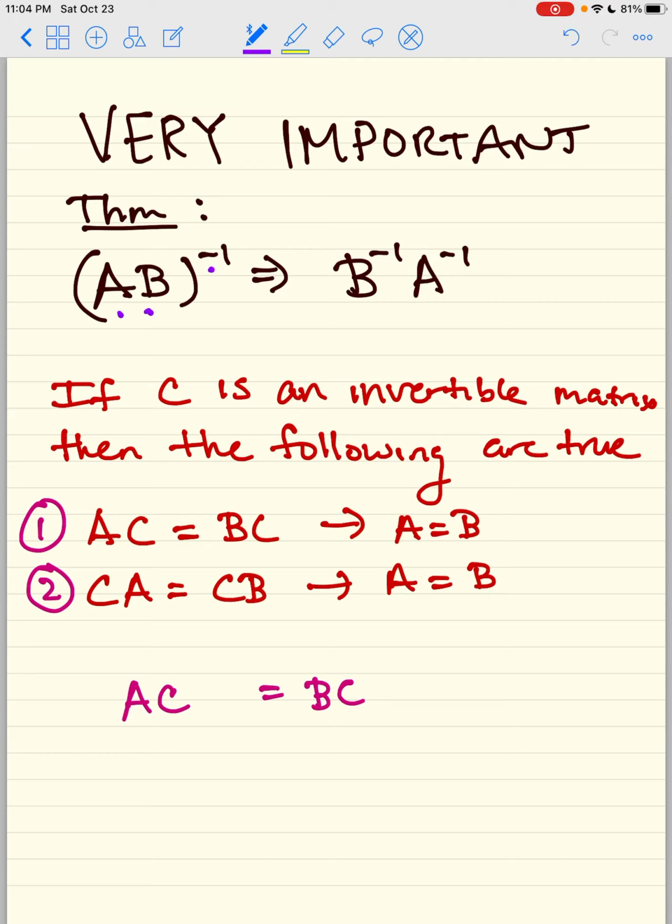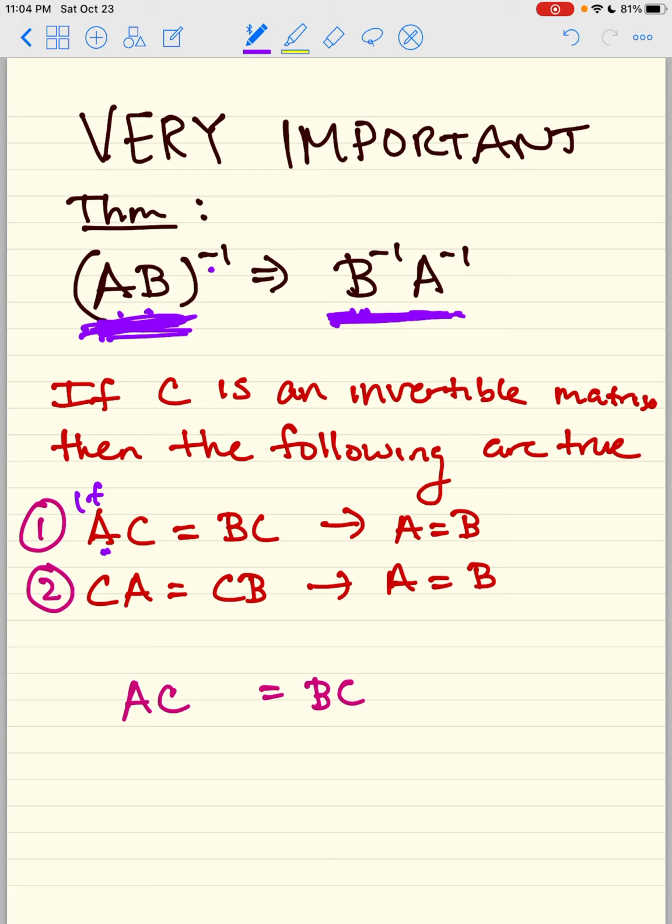A times B inverse, look how amazing this is, is equal to B inverse times A inverse. We know multiplication is not always commutative, but in this case, A times B inverse is B inverse A inverse. And my final thing here is, if C is an invertible matrix, meaning it has an inverse, then the following are true. This is insane.